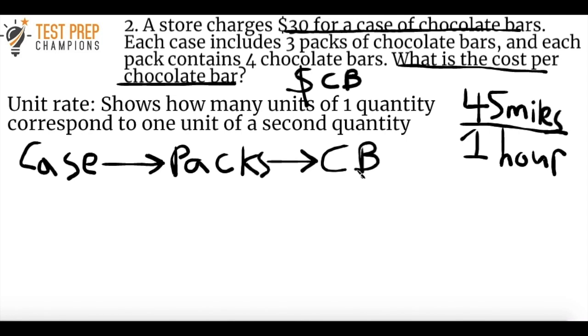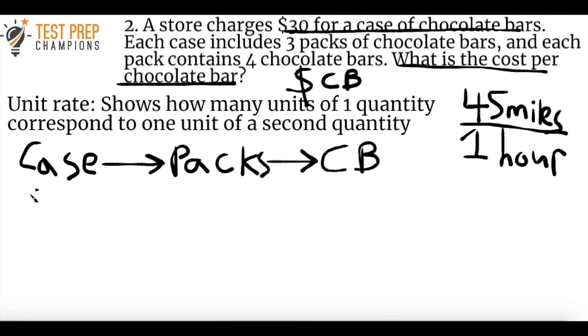We have the information that it's $30 for a case of chocolate bars. There are 3 packs in each case and 4 chocolate bars per pack here. So what we want to do is take the cost of one case, use that information to find the cost for one pack, and then use that information to find the cost per one chocolate bar.